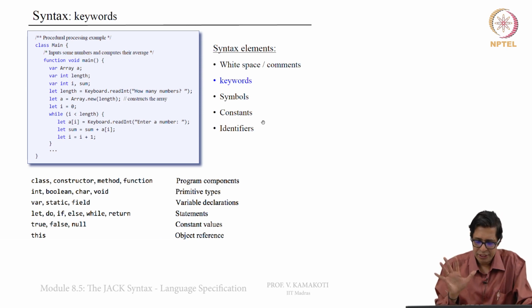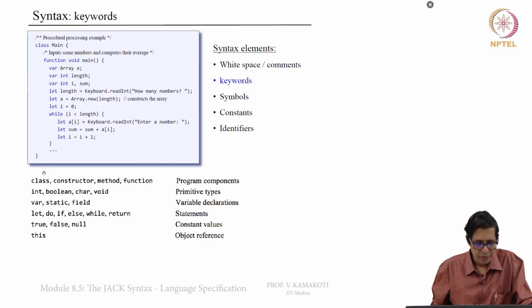There are 6 types of keywords. One is program components, which are class, constructor (in this case we have not seen a constructor here), method and function. We have seen these things as a part of our describe. Then the primitive types like int, boolean, char, void, and then variable declarations like var, static, field. We will talk about static a bit later, but field, we have seen.